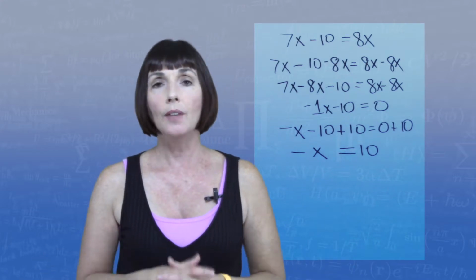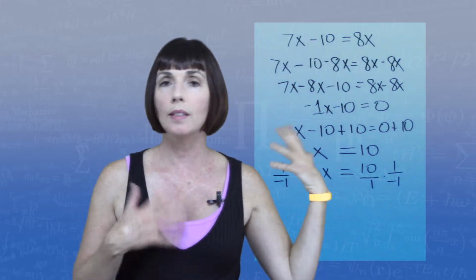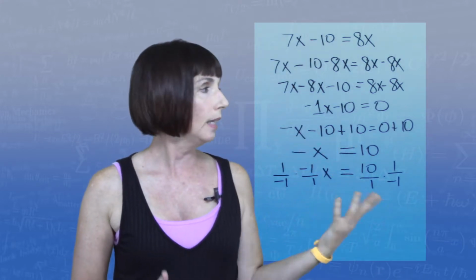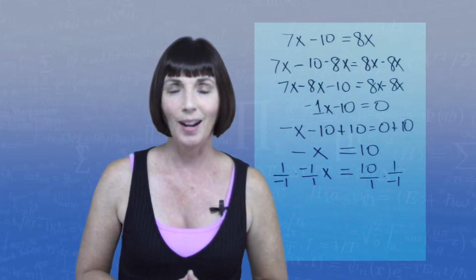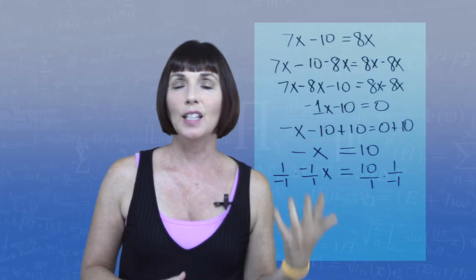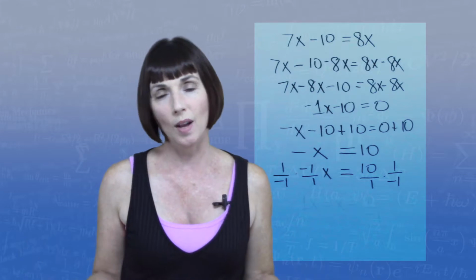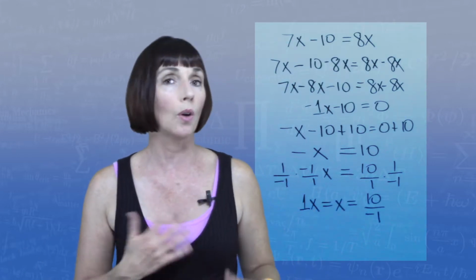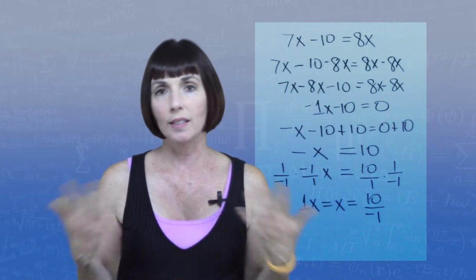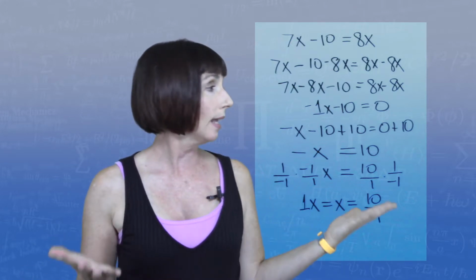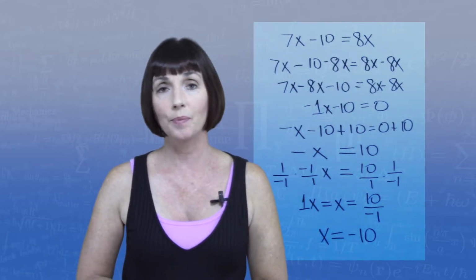So on the left, we have negative 1 times negative 1x equals 10 times negative 1. All right? On the left, negative 1 times negative 1 just gives us 1. So on the left, we have 1x, or x, equals 10 over negative 1, which is just negative 10. So our answer is x equals minus 10.